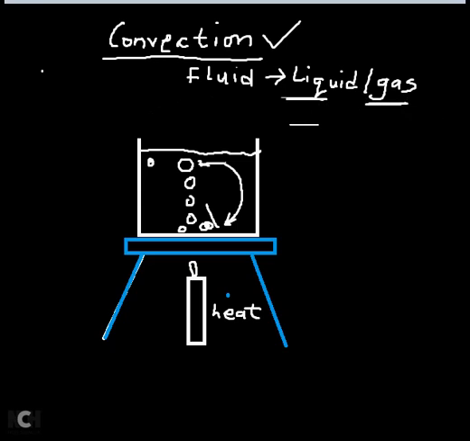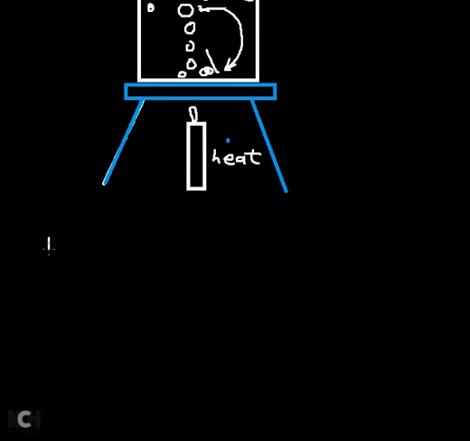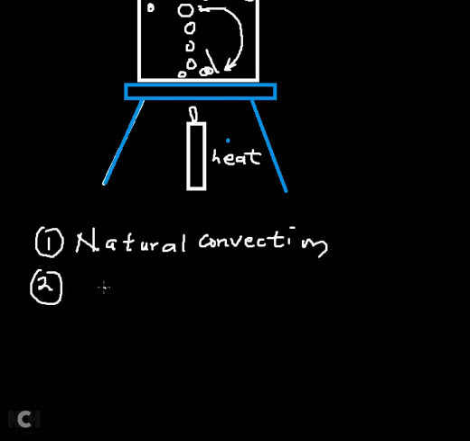Now convection can be of two types. We have convection that happens naturally, natural convection, or forced convection. So what is different between the two?